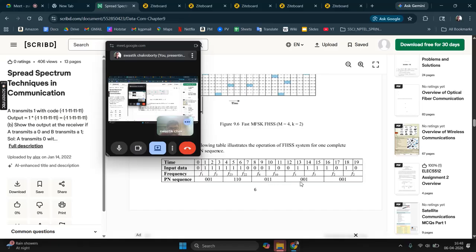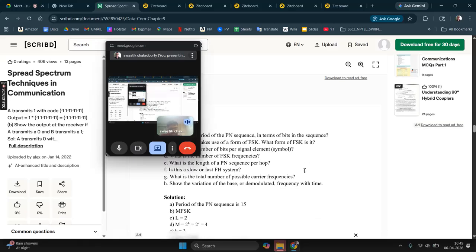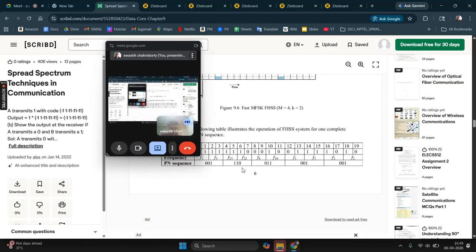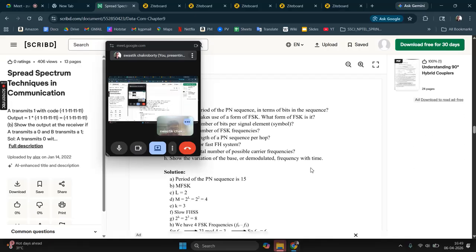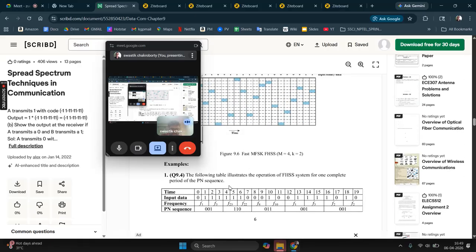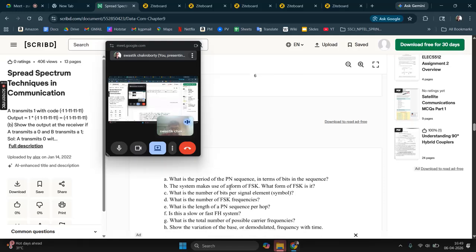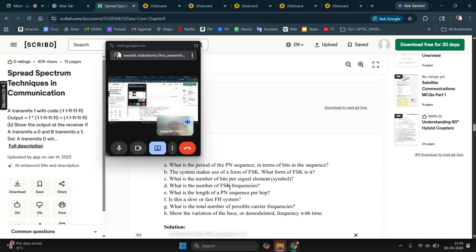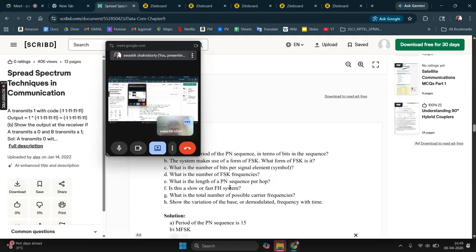So you see that the block 0, 1, 2, 3 is the same as the block 12, 13, 14, 15. So every 15 bits it repeats. So the period of the PN sequence in terms of bits will be 15. So every 15 bits the PN sequence repeats. The system makes use of a form of FSK. What is that FSK? That FSK is MFSK, multiple FSK.